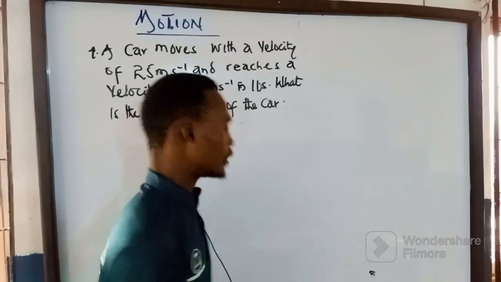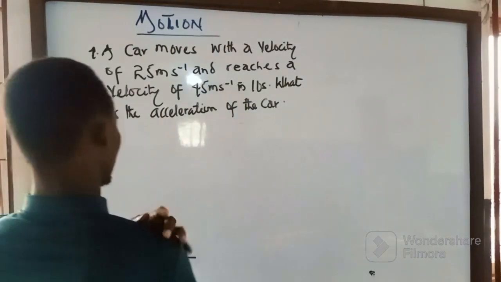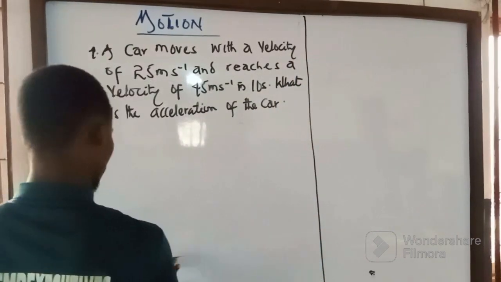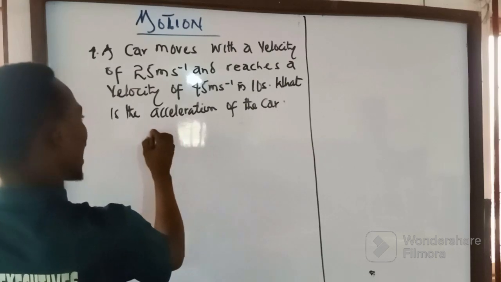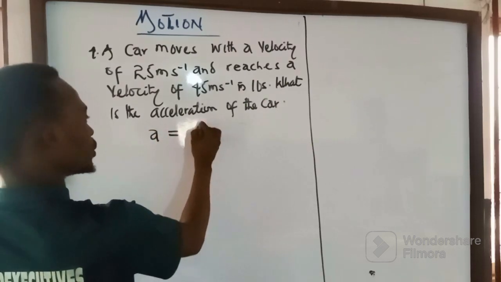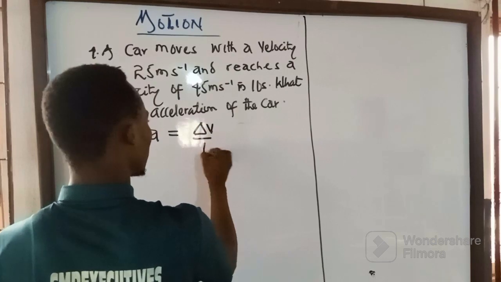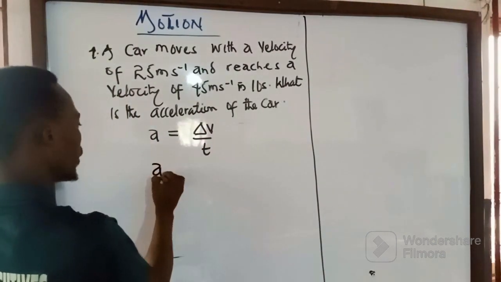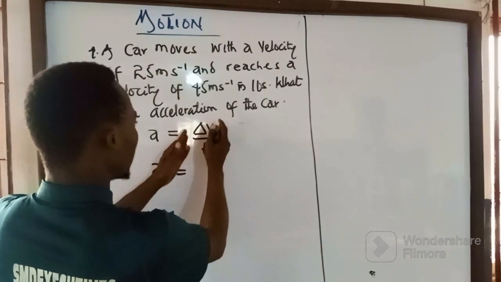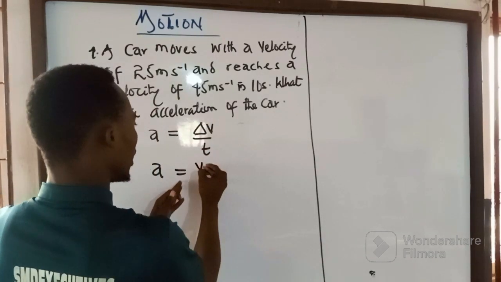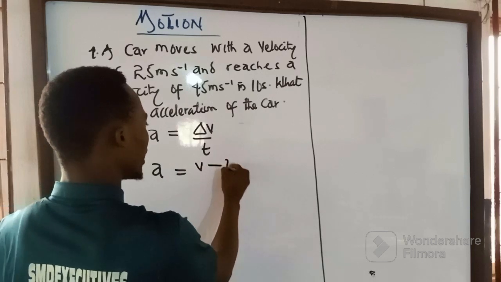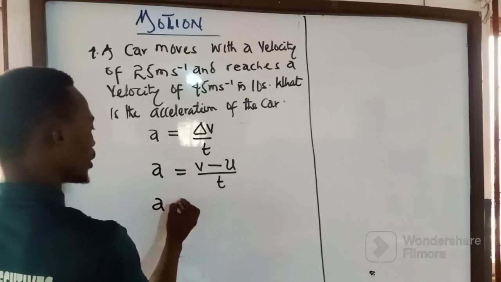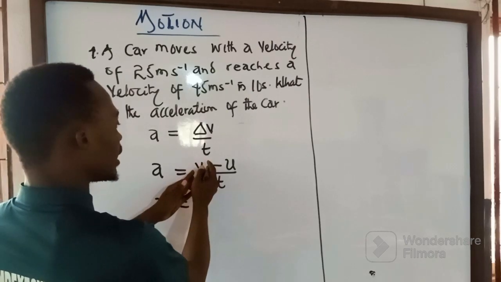For us to calculate the acceleration, recall that the formula for acceleration is equal to change in velocity over time taken. Acceleration is equal to change in velocity over time taken. Our change in velocity is the final velocity minus the initial velocity, over time taken.